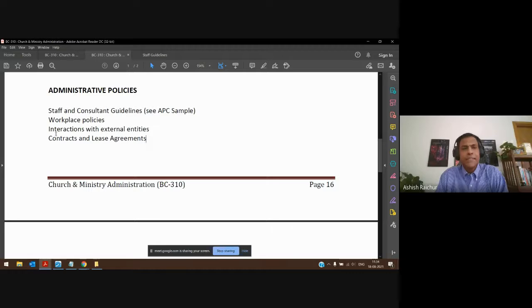So, administrative policies: how does the organization take care of administrative procedures, right? For us also, when we hire somebody, we give them an offer letter. We tell them to read our staff guidelines. Only if they say okay to that do we bring them into the organization. That's part of our policy. Without having something documented like that, we don't take on any person.